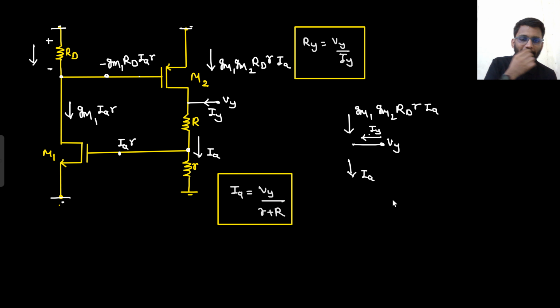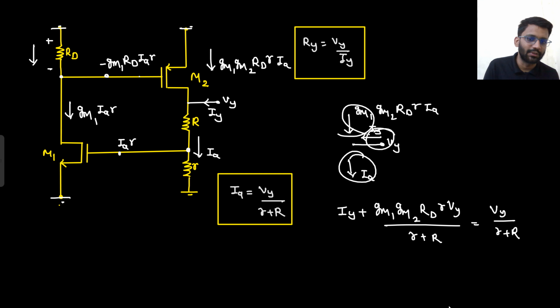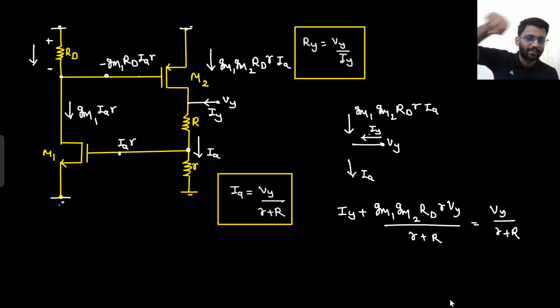This is your IA. So basically now you can put what will be your Iy. So Iy plus GM1, GM2, RD, RIA. That would be equal to IA only, and IA is Vy by R plus R. This current plus this current is equal to this current. These two currents are coming. This current plus this current is equal to this current.